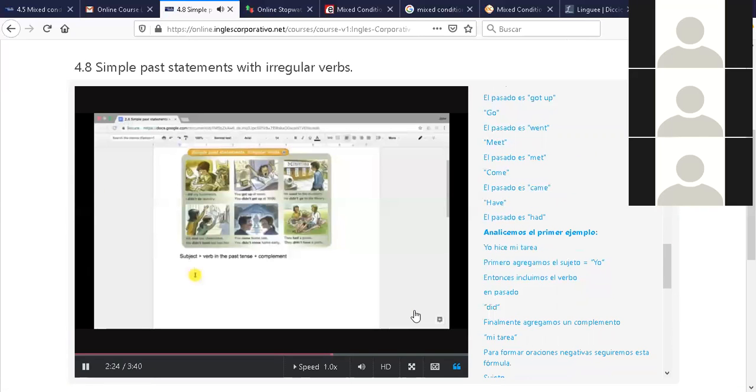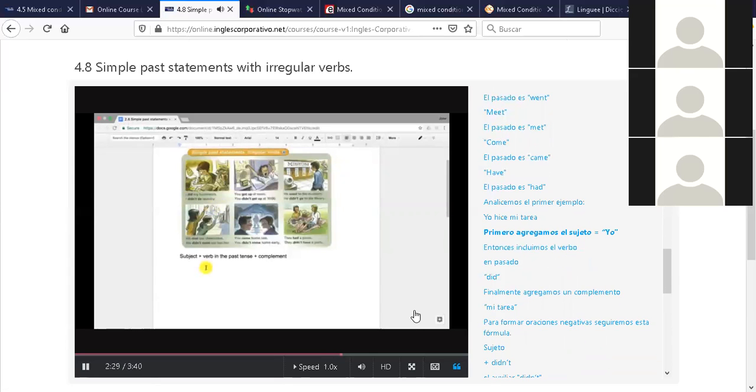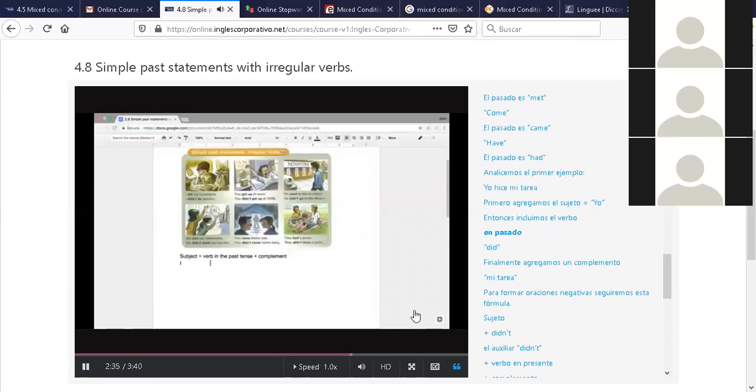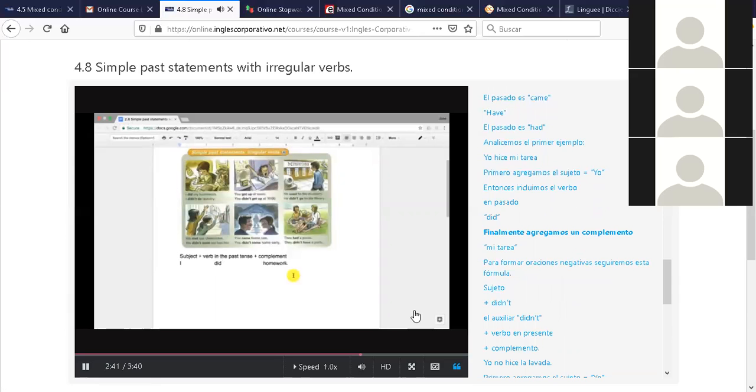Let's analyze the first example. I did my homework. First, we add the subject I. Then we include the verb in the past tense, did. Finally, we add a complement, homework.